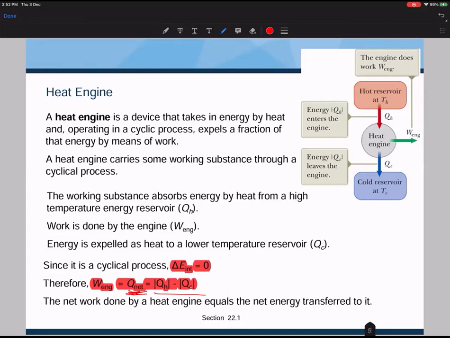So the working substance, which in this case is a gas, absorbs the heat energy from a high temperature energy reservoir. So this is QH. After the engine does the work, the remaining heat energy has to be expelled as heat to a low temperature reservoir. And this part cannot be retrieved back. That is the main message for the heat engine.